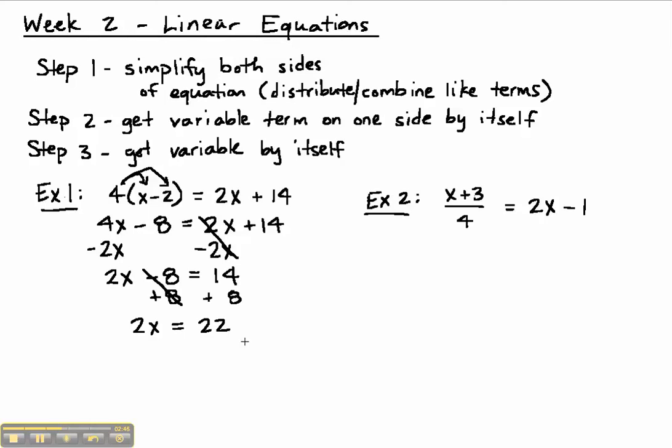And now moving on to step 3, we've got the variable term 2x on one side by itself. So now we want to get the actual variable x by itself. It's being multiplied by 2. So to undo multiplication, we need to divide. 22 divided by 2 is 11. And the 2's cancel on the left-hand side, leaving us with x equal 11. And that is our solution for example 1.